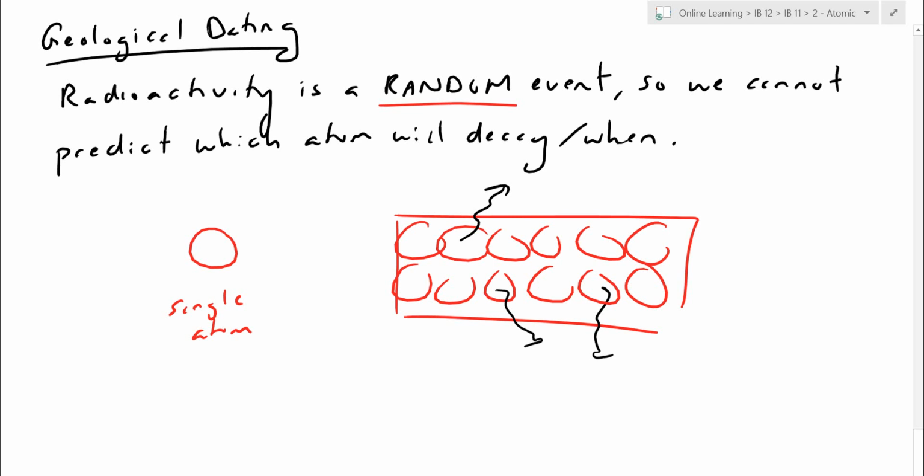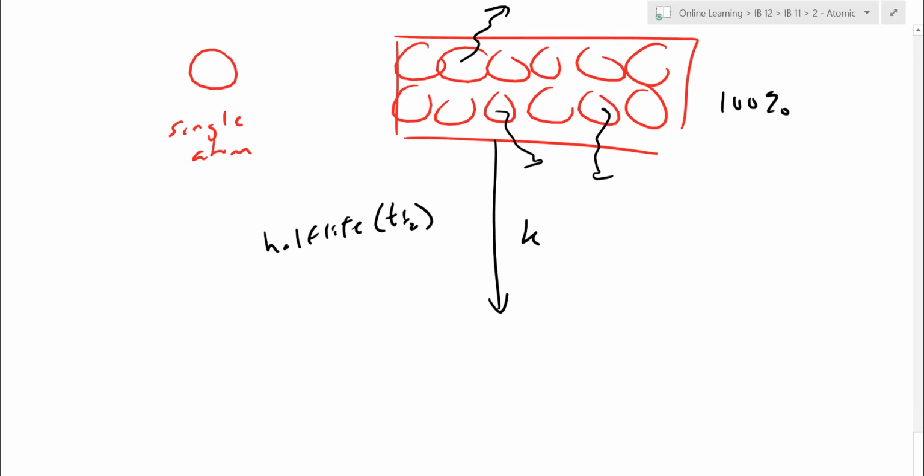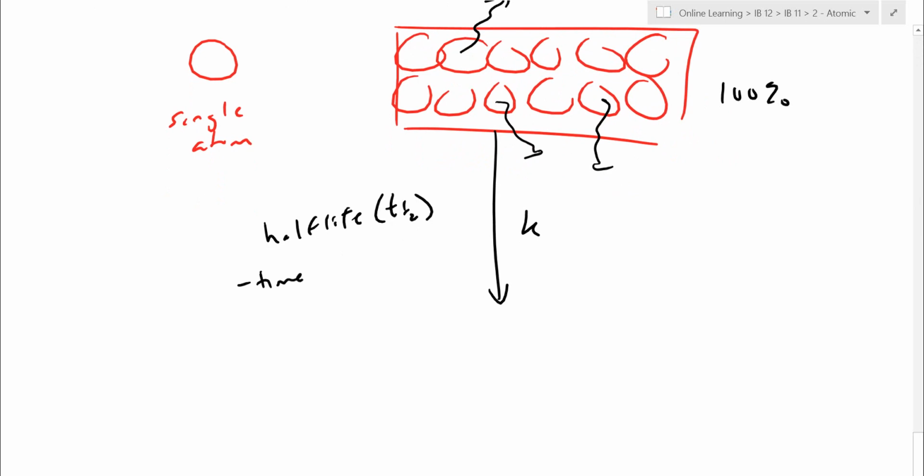But what I can do is, because I have so much sample, I'm just going to wait. I know some of them are going to decay. And in fact, just for convenience, let's imagine this one here is 100% of your sample. What I'm going to do is wait for what's referred to as a half-life. Another term you want to note here. Half-life, they can use the symbol T-half. We're going to use K as well for that variable. Half-life is actually the time needed for half the sample to decay.